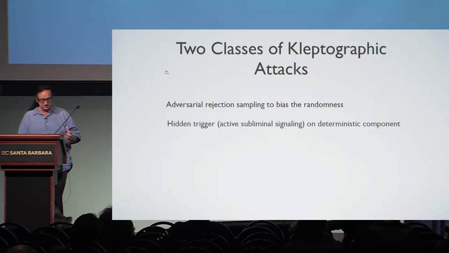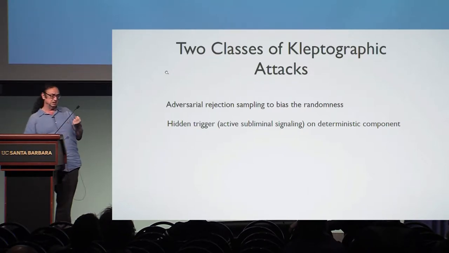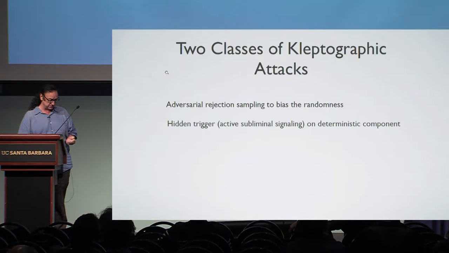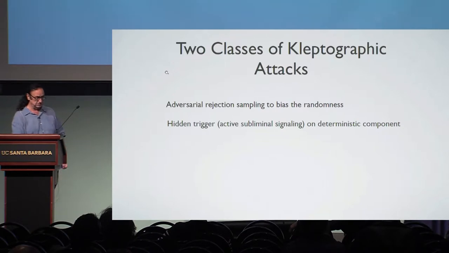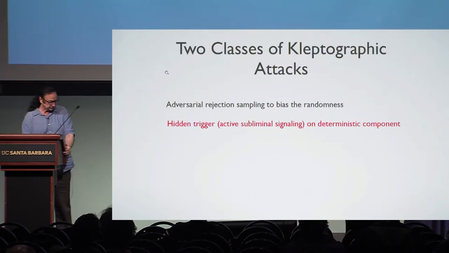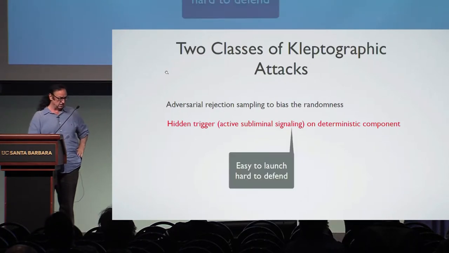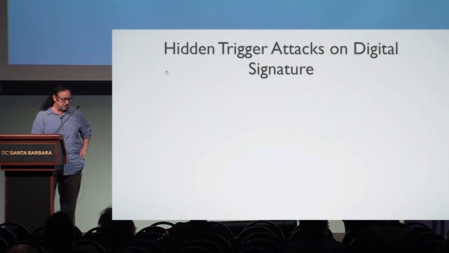One involves biasing the randomness, and another one is introducing hidden triggers that an adversary, who knows about them exclusively, can exploit. And I will mainly deal with this one.